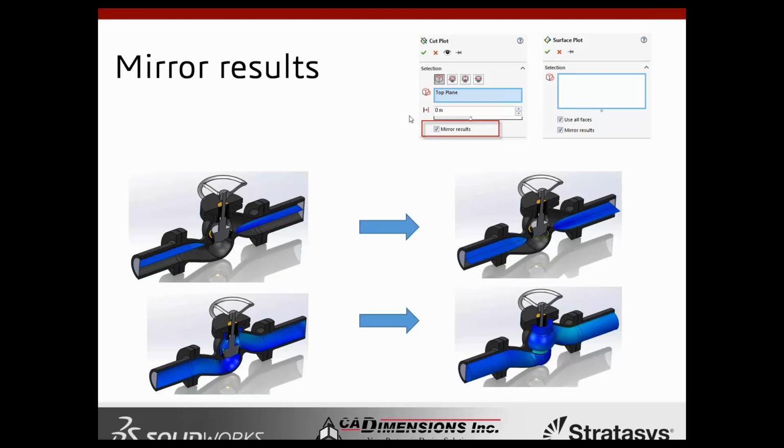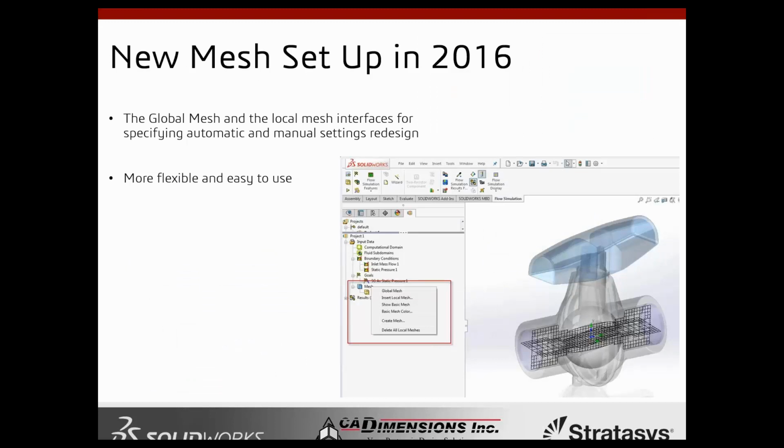But now in 2016 you have an option right when you create that cut plot or surface plot to check mirror results, and essentially this will propagate those results over to give you that mirrored view. So I think this works well for cut plots such as this, and even better when you have surface plots. I think this view kind of speaks very loudly because you can actually see the section view of that pipe, kind of moving in and out, and you can also see the surface plot clearly. And depending on what you're trying to show, whether it's pressure or velocity or temperature, you'll be able to see that contour very easily.